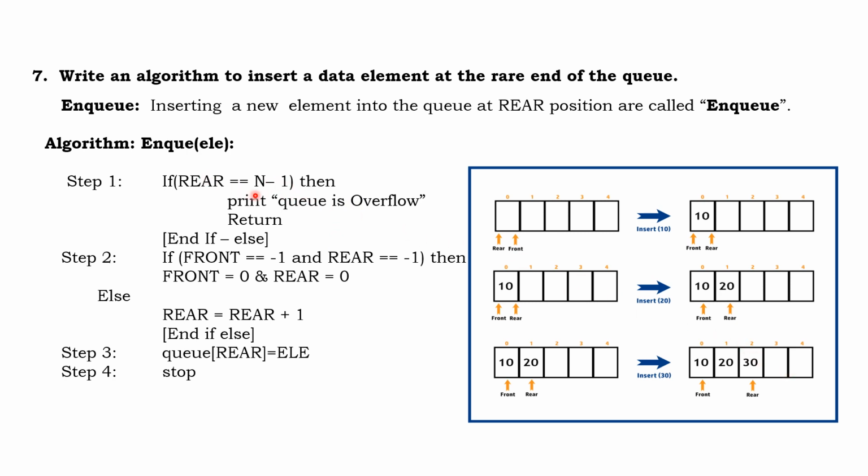Once it reaches 4, then the queue is overflow. That is, the queue is full. We cannot perform the input operation. First, what are we checking? Whether the array reaches the given size.